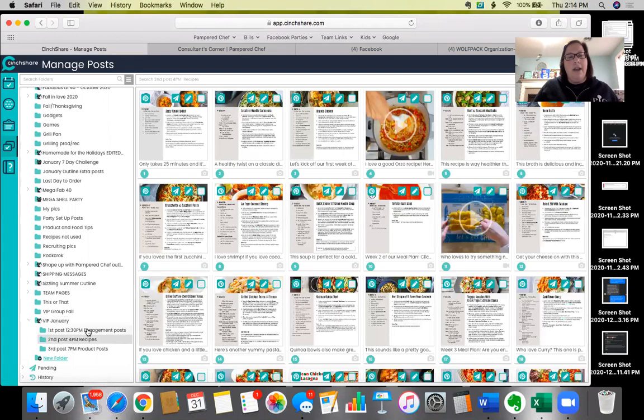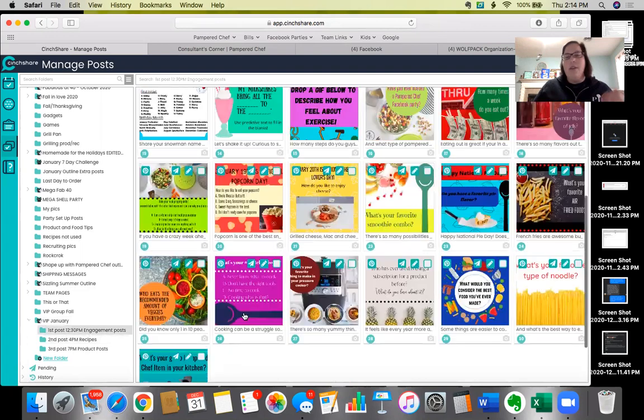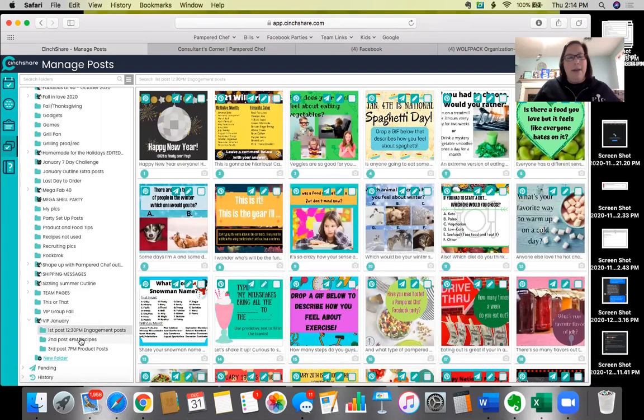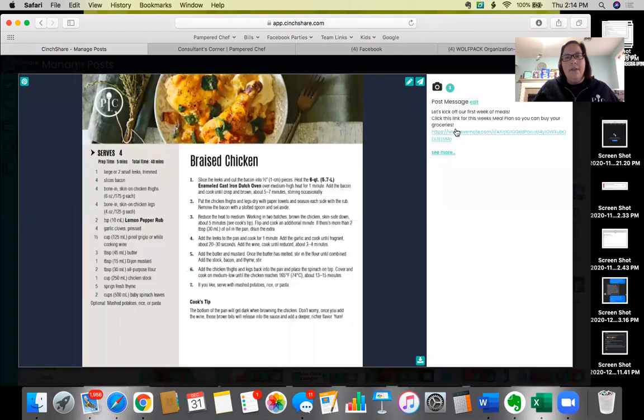So here's my engagement file. So lots of engagement posts. It's what we use all the time in our party groups. 4 o'clock is going to be my recipes, but on Sunday, I have created a meal plan on Evernote for the entire week. And so that Evernote is a list of all the recipes that they're going to find for the week.